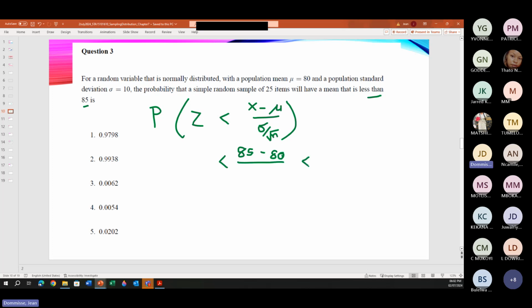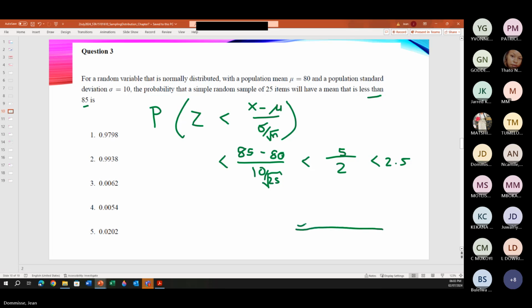So I just know, okay, that will be, when we get to it, 80 minus 85 will be 5. So let's look at the standard deviation, which was 10, divided by the square root of 25. Square root of 25 is 5. So 10 divided by 5 is 2. So we're looking at a probability of less than 2.5.